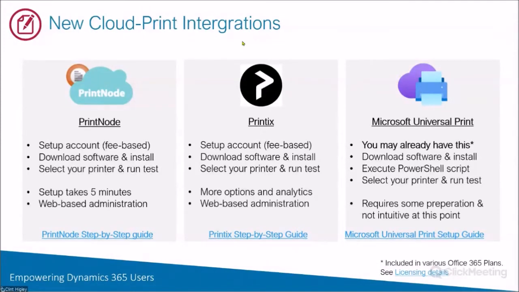There is some setup involved. There are a few things you would have to do that you wouldn't have to do with the other ones. But basically, it's almost the same. You're going to set this up, and download and install the software. The one thing about it is there is a PowerShell script that you have to execute, and that will enable the connector to be seen and be used. Then you'll select your printer and run a test on it.